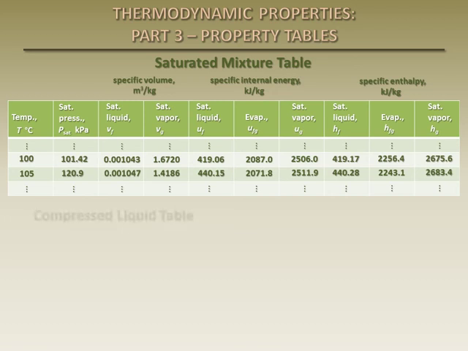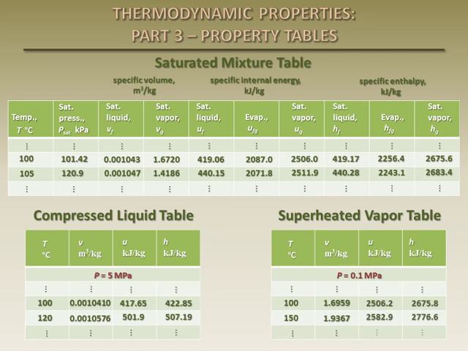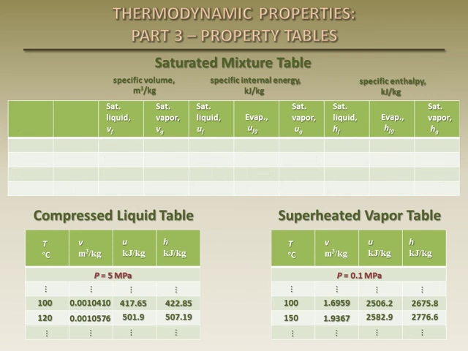The compressed liquid tables and the superheated vapor tables also include data for specific internal energy and specific enthalpy of the substance. For a given substance, properties of saturated liquid-vapor mixtures are also given in a separate table as a function of the pressure.